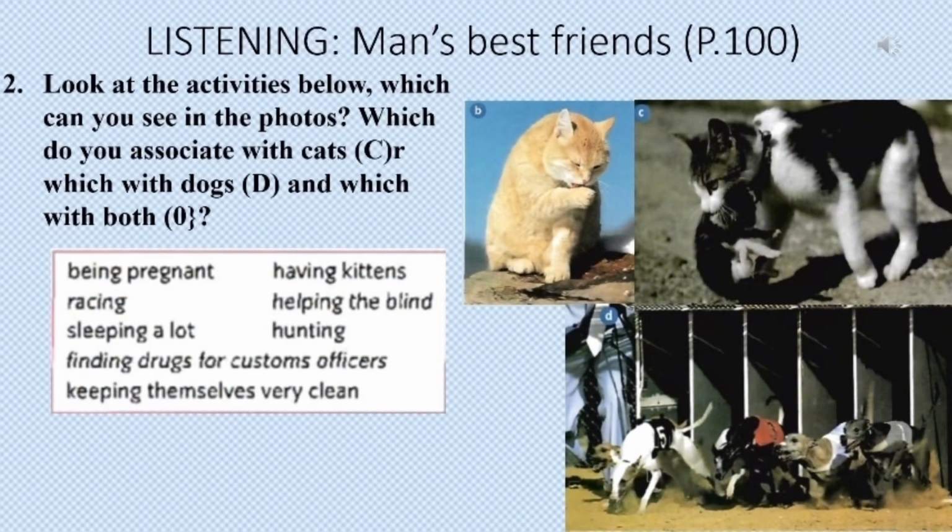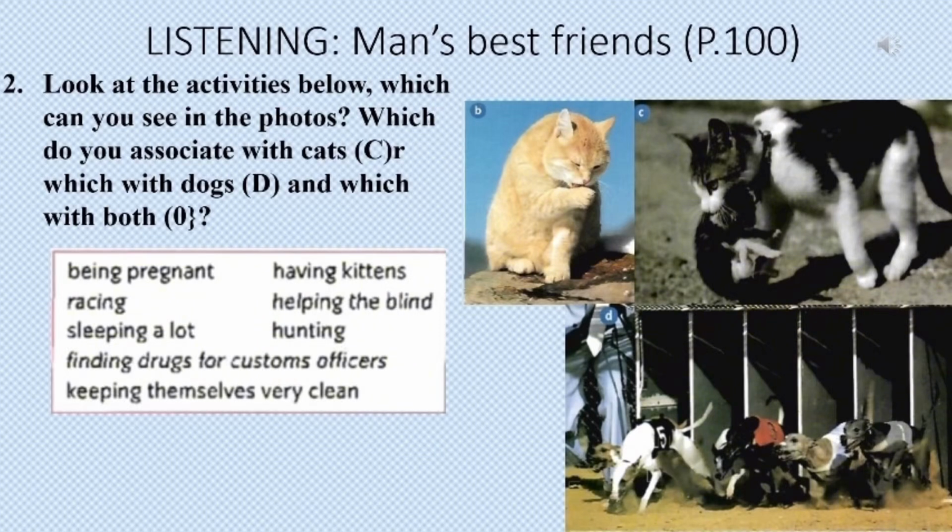Thank you for so many great ideas about pets. It's interesting to hear that some of you have cats or dogs and even other pets like birds or fish. Now let's look more closely at what cats and dogs can actually do. Please look at exercise 2 on page 100. You can see some pictures of cats and dogs doing different things. Below the pictures, there is a list of activities. Let's read them together.